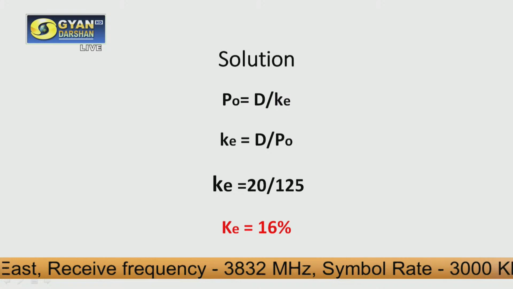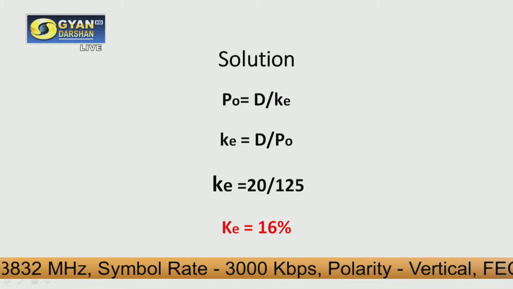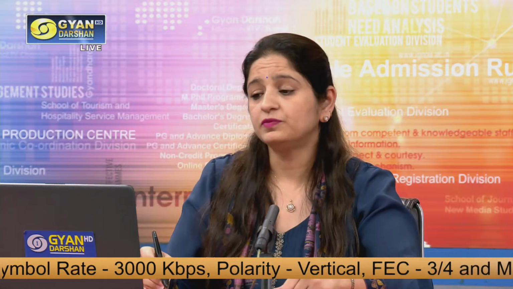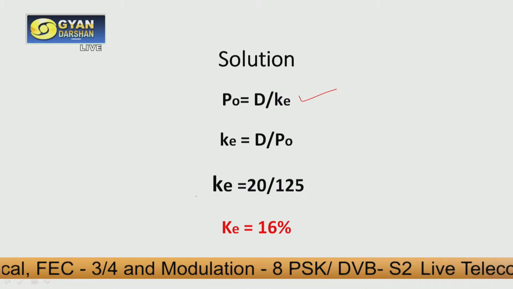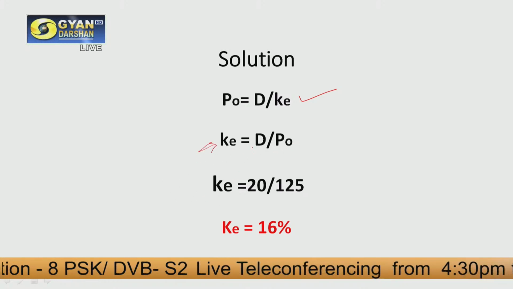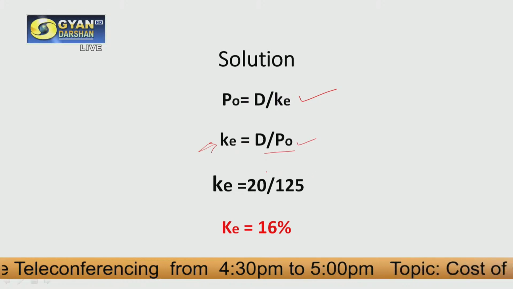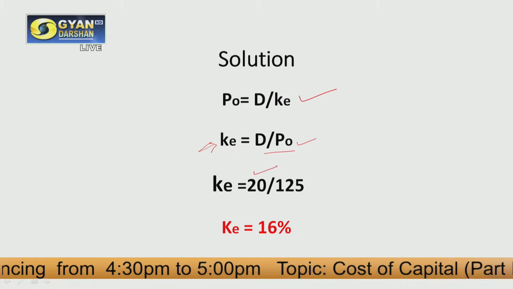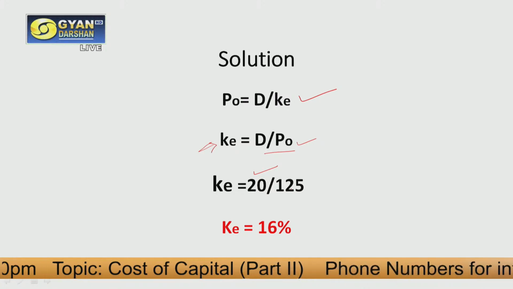So the solution will be like this. Immediately we will use our very first formula when the growth rate is considered as 0. So in this case our P0 is equal to dividend divided by cost of equity. Now since we need to calculate cost of equity, we will adjust our equation. We will take KE on the left hand side and P0 as denominator on the right hand side. Now we just need to substitute the values which are given to us. So our dividend that is declared in this case is 20 rupees.